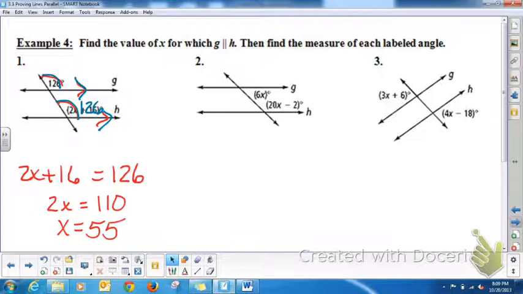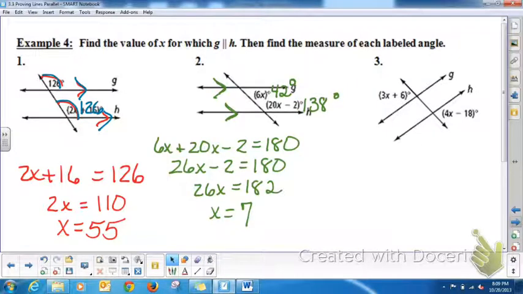Look at the next one. If line G were to be parallel to line H, then what kind of angles would those be? Those would be same-side interior angles. And if the same-side interior angles are supplementary, have a sum of 180, then these lines are parallel. So set up your equation and solve for x. Find the value of these angles.